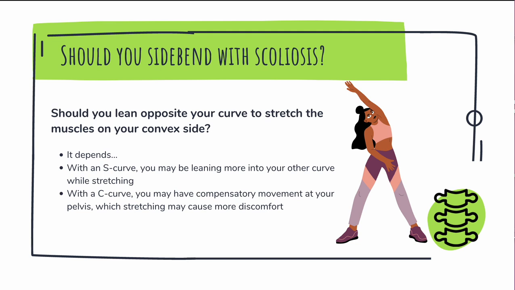Now, if you have a C curve where maybe you just have a lumbar curve or you just have a thoracic curve, especially with a lumbar C curve, there may be a transitional curve into your pelvis that, if you're doing a side bend stretch, may irritate the area as well. So even if you just have one curve, you still have to be a little bit more considerate of how you side bend with scoliosis.